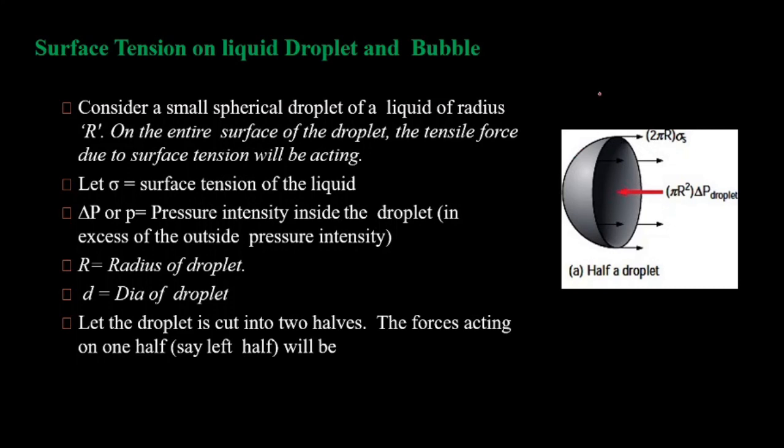Here, first the droplet is filled with water, it will not be hollow. When it is cut in half, on the entire surface of the droplet, the tensile force due to the surface tension will be acting, correct? When we cut it, the balance is lost and it becomes imbalanced. So the surface tension force is created all along the circumference.